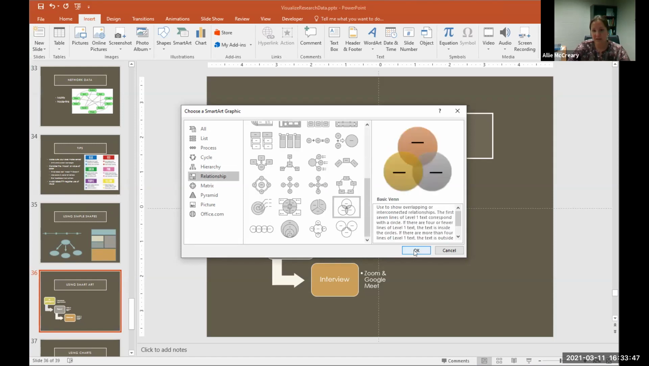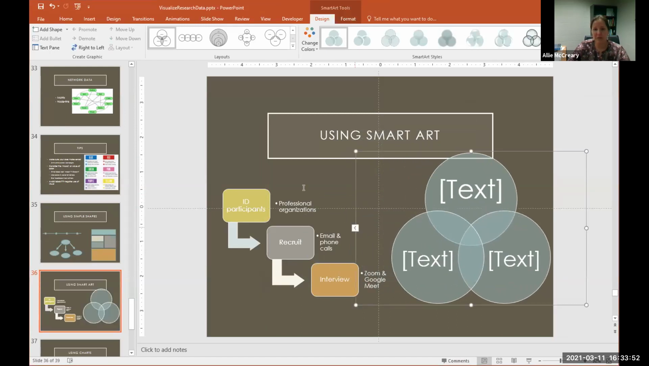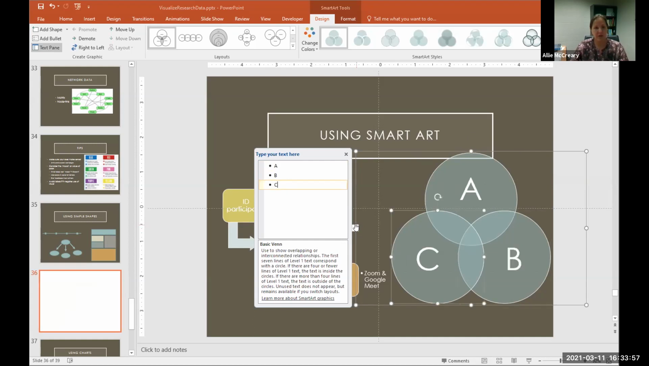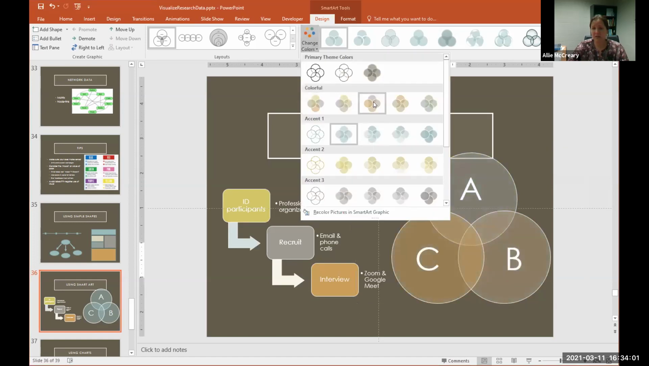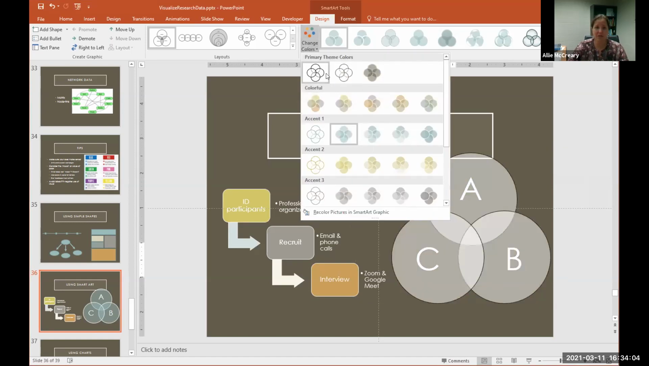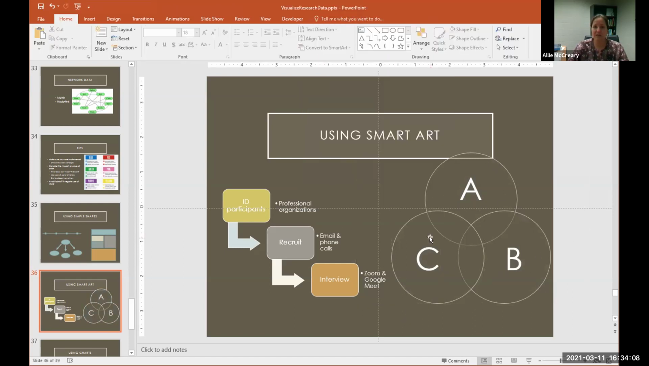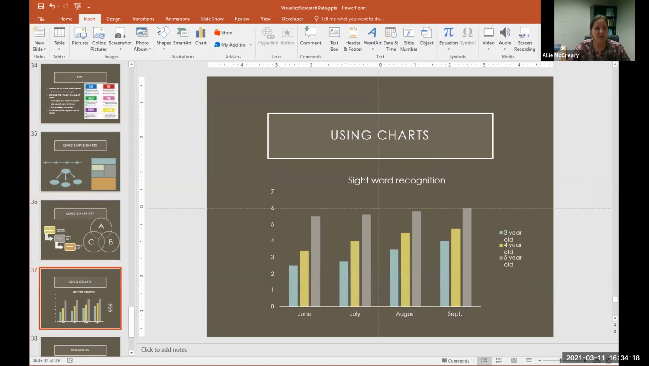I think one of the most common data visualizations are these Venn diagrams, which show overlap in different concepts. You'll see an arrow that will allow you to come out and edit text, and then you can change colors pretty easily. So if you want them all a different color, or you want them all the same color, you're able to really easily create some pretty sophisticated looking visualizations with just a click of the button.